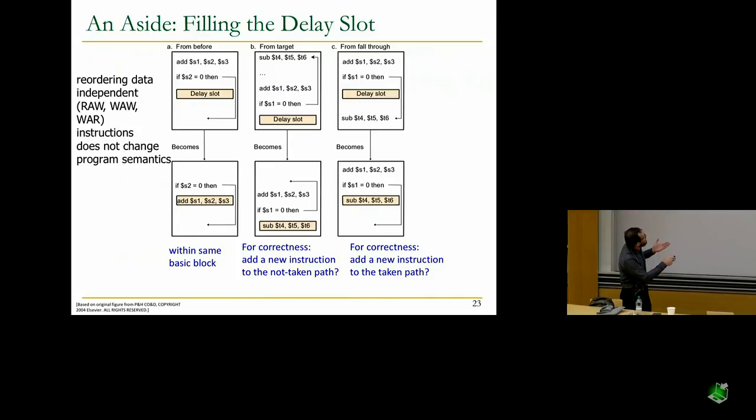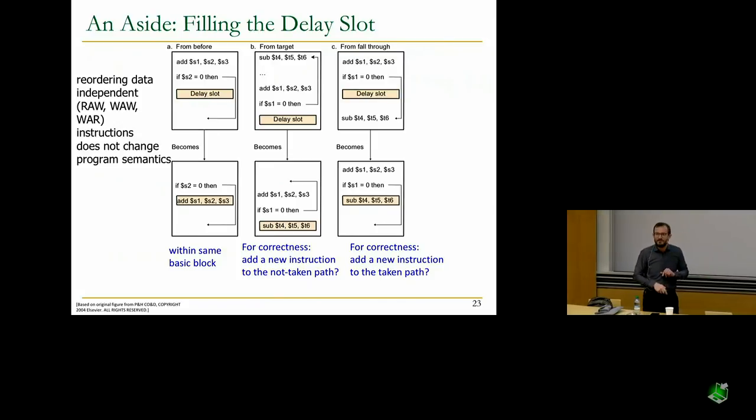But sometimes you cannot find instructions within the basic block. So in this case, for example, you have this branch over here. This is a target instruction, target address, and this is the previous instruction. This is not good. You cannot move the add, because the branch is actually dependent on the add's destination register. So you cannot move that safely. But you can move this target instruction over here into the delay slot.